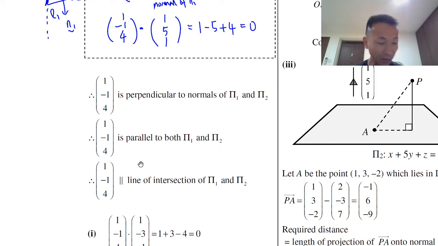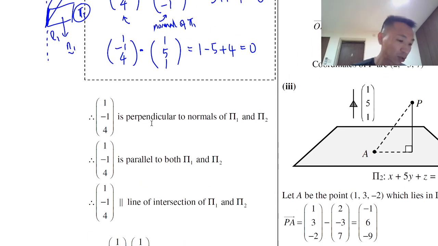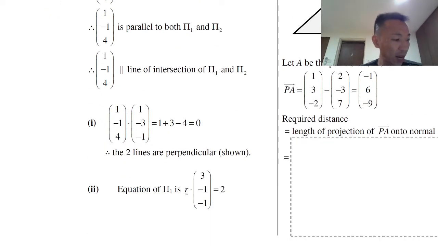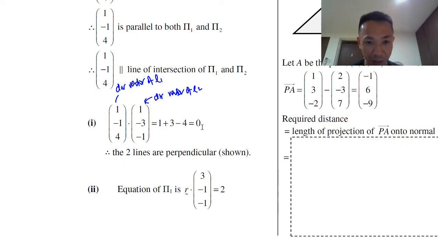Okay? So we have done the first two sections. The next section, what did they ask us to do? Part 1, you read your question. Show that L1 and L2 are perpendicular. All you need to do is, this is the direction vector of L1, which is here, 1, minus 1, 4. This is the direction vector of L2. You take the dot product, eventually you show it is 0, therefore the two lines are perpendicular. Done.